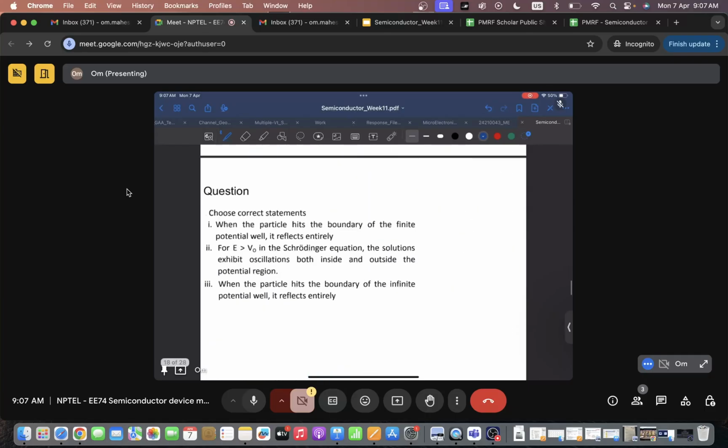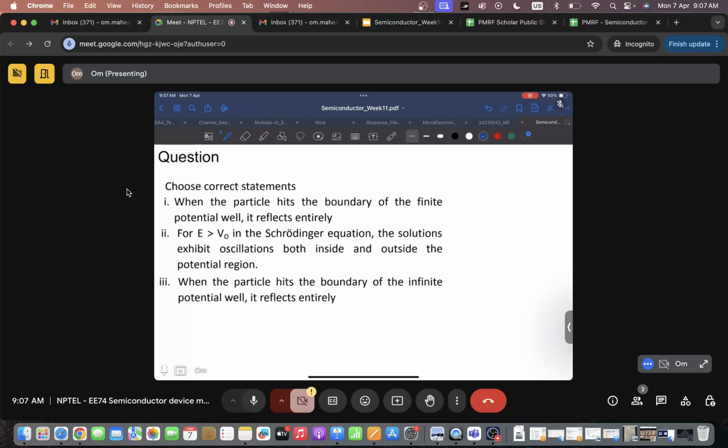Okay, next question. Choose the correct statement. When the particle hits the boundary of the finite potential well, it reflects entirely. Second, E is greater than V0 in the Schrodinger equation. The solution exhibits oscillations both inside and outside the potential well. Third, when the particle hits the boundary of an infinite potential well, it reflects entirely. So, okay, these are a few things we haven't discussed yet.